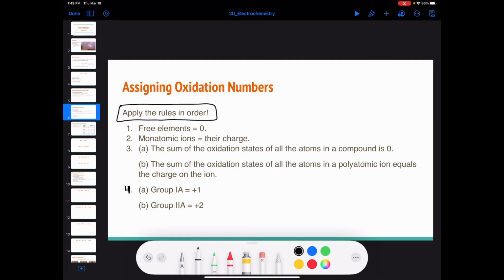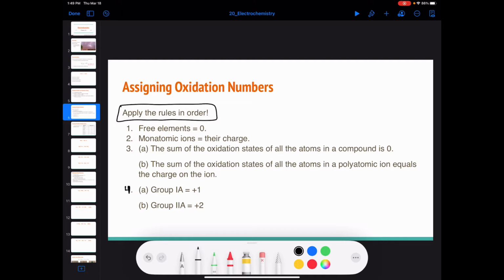All right, so first off, any free elements are automatically set at 0. So if it's just oxygen gas, 0. If it's iodine crystals, 0. If it's aluminum, 0. Sodium, 0, right? As long as it's just a free neutral element, it's automatically set at 0. If you have a monatomic ion, so something that's just like a chloride ion, has a -1 charge, so it also has a -1 oxidation state, or oxidation number, okay?